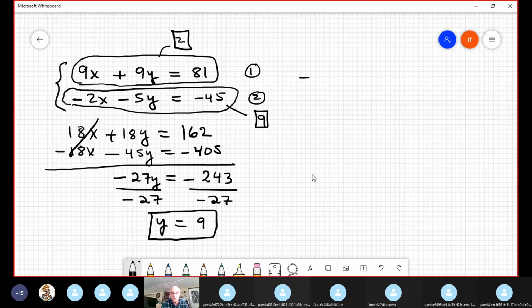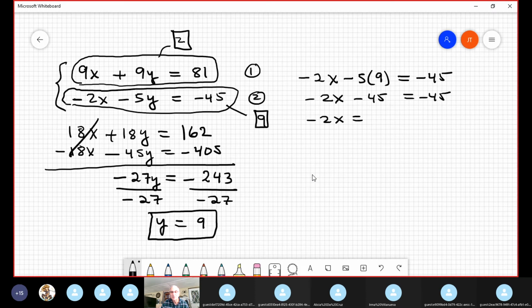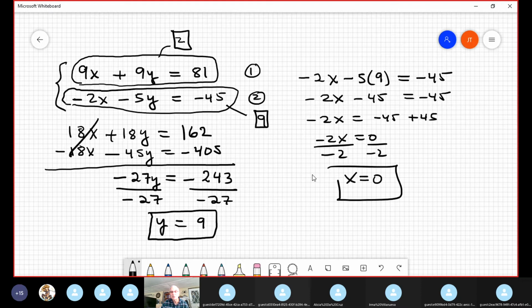So it says minus 2x minus 5 multiplied by 9. Don't forget the parentheses, equal negative 45. So minus 2x minus 45 is equal to minus 45. Minus 2x is equal to minus 45 plus 45; I move 45 to the other side as a positive, and it's 0. Divided by negative 2, 0 divided by negative 2 is obviously 0. And the solution is the pair 0, 9.